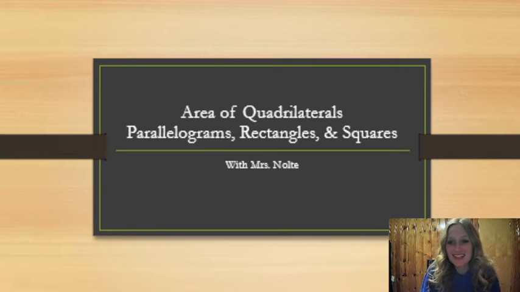It's me, Mrs. Nolte, your numbers navigator, and today we're going to talk about the area of quadrilaterals: parallelograms, rectangles, and squares. Basically all of those are quadrilaterals, because a quadrilateral is a four-sided figure, okay?